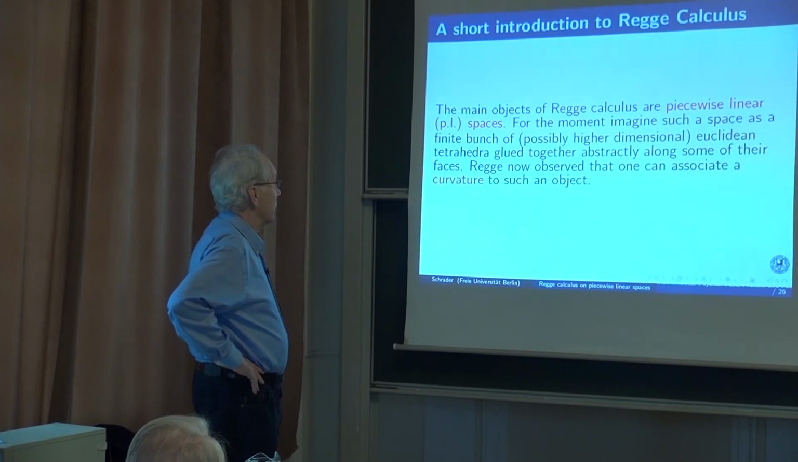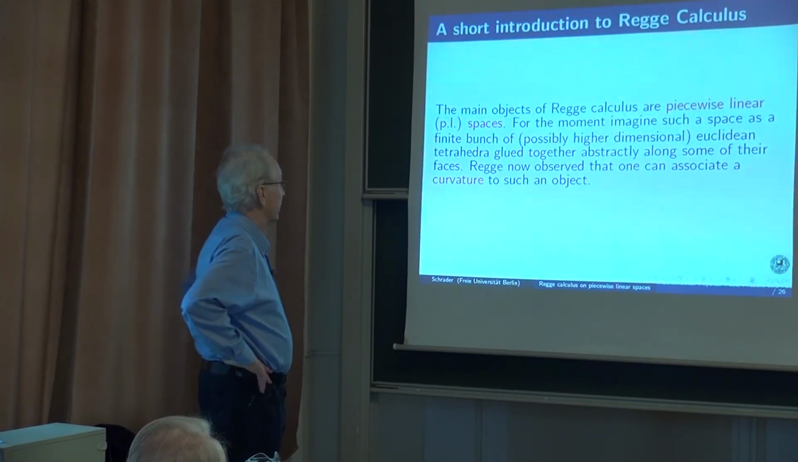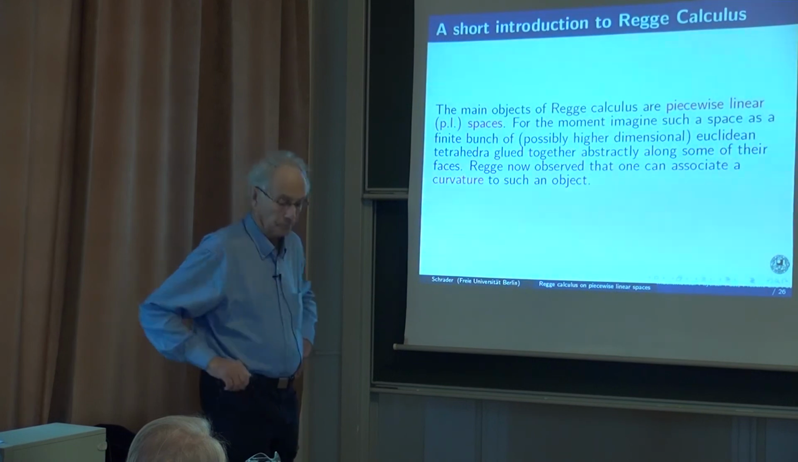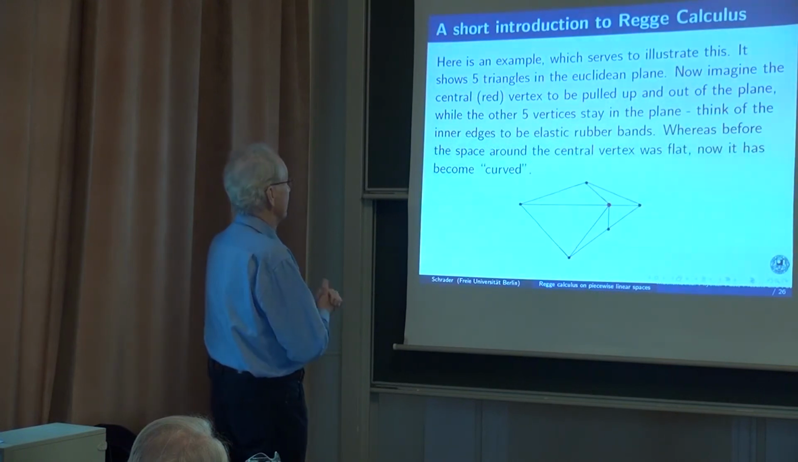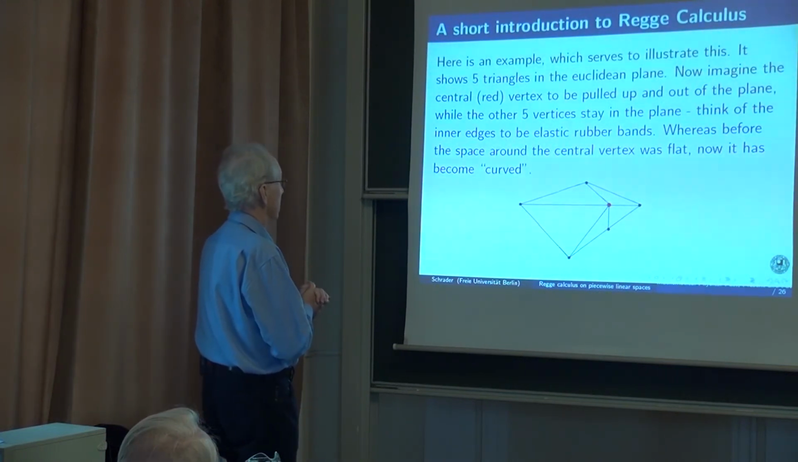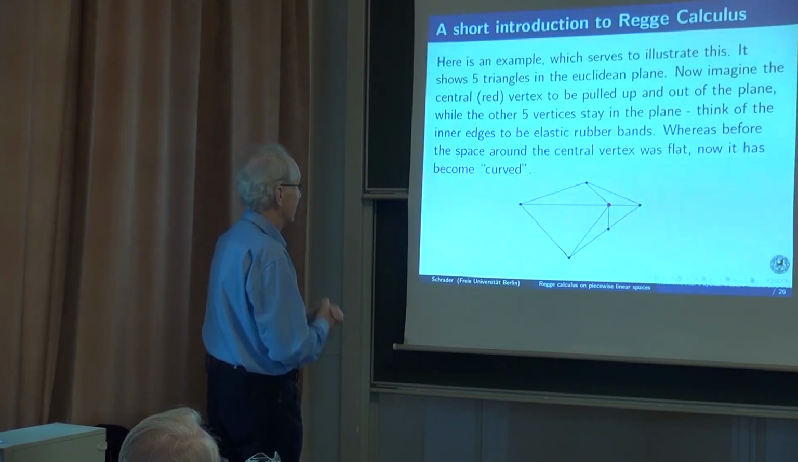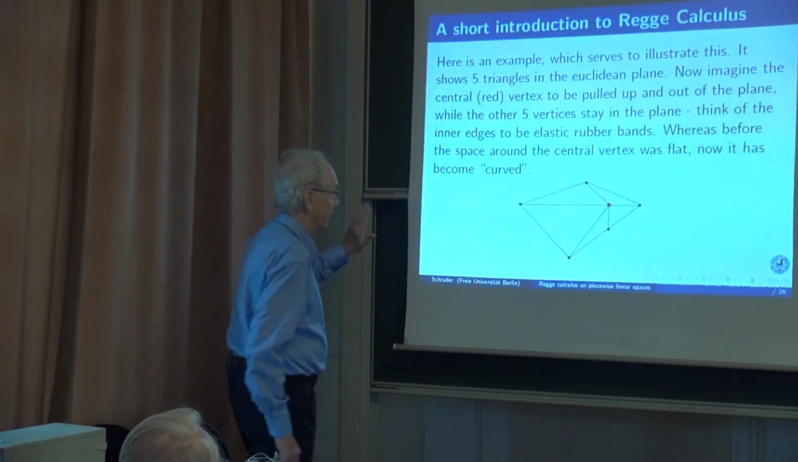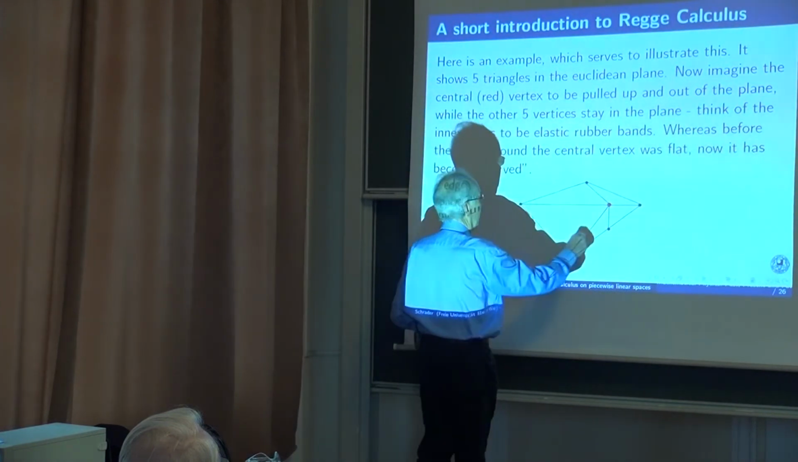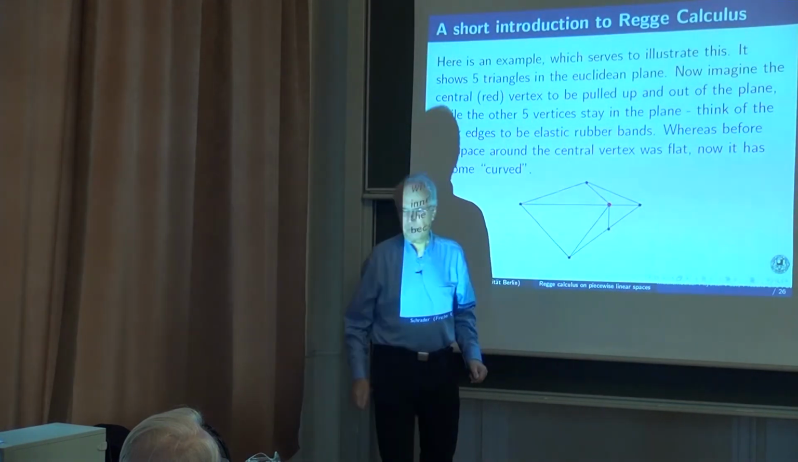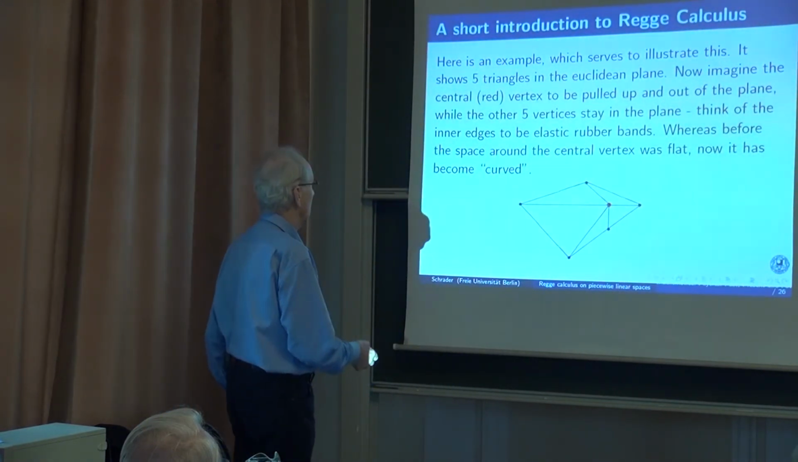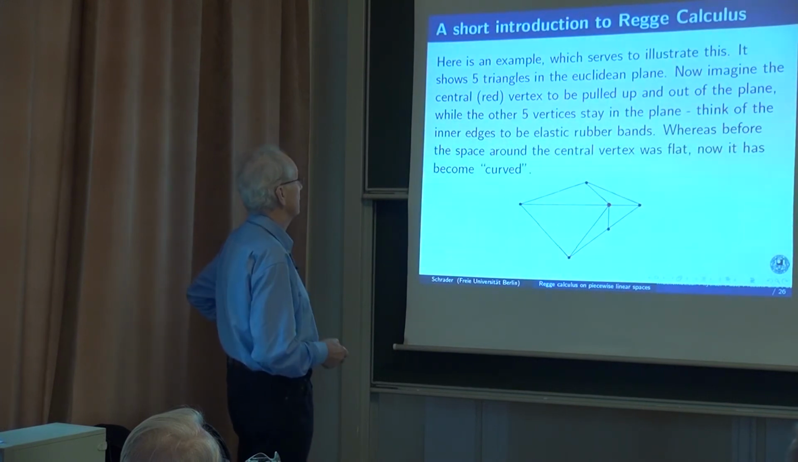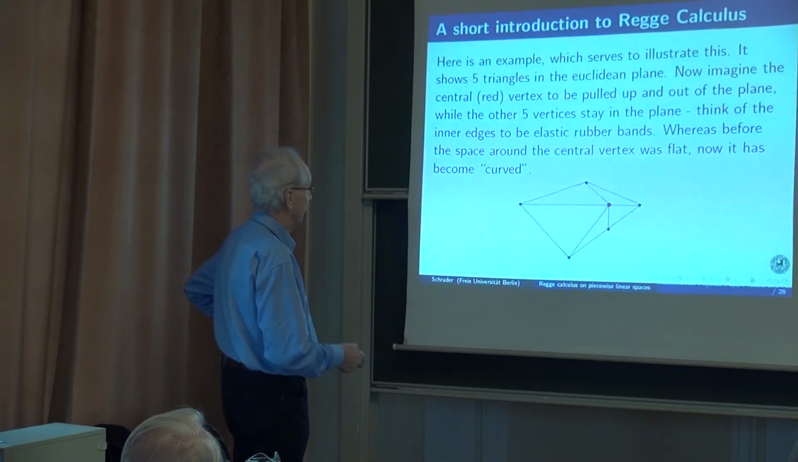And Regge now observed that one can associate a curvature to such an object. And this is what I will try to explain. Here is an example to illustrate this. It shows 5 triangles. You have to imagine them now in the plane here. So these 1, 2, 3, 4, 5. So there are 5 triangles, and they fit together all here along their common edges. They have the same length.